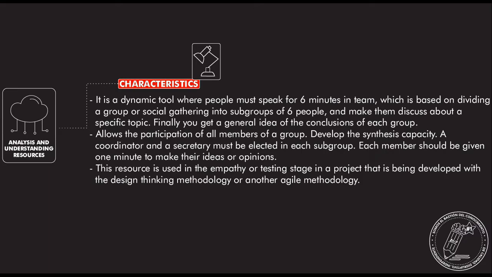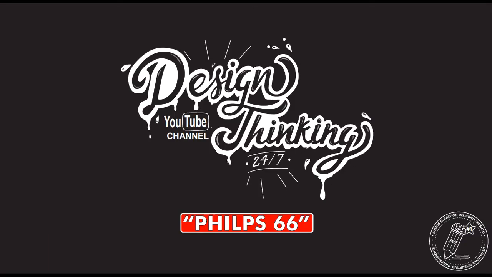A coordinator and a secretary must be elected in each subgroup. Each member should be given 1 minute to share their ideas or opinions. This resource is used in the empathy or testing stages in a project that is being developed with design thinking and agile methodologies. Well, Philips 66 is a very useful tool.